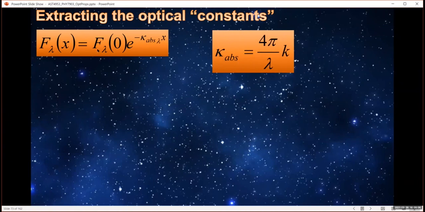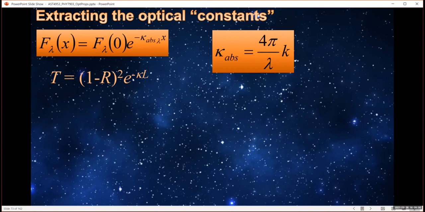Here's our material that has light passing through it. The light, once it comes out the other side, is our f lambda. Here's our kappa abs that goes in here, and here's the imaginary part of the complex refractive index. When we're actually doing this, what we will measure is the transmission, which is how much light makes it through the other side, and possibly the reflection and the thickness of our slab of material.